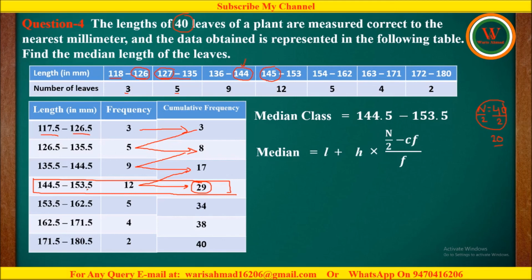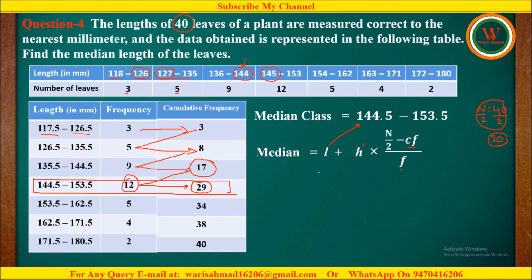After that, we will write the formula median is equal to L plus h into n upon 2 minus cf upon f. Here L is representing the lower limit of the median class, that is 144.5. h is representing the width of the median class, meaning 153.5 minus 144.5, that will be equal to 9. n upon 2 we have already calculated as 20. Now cf, cumulative frequency of the class preceding the median class, that will be taken as 17. f is representing the frequency of the median class, that is equal to 12.